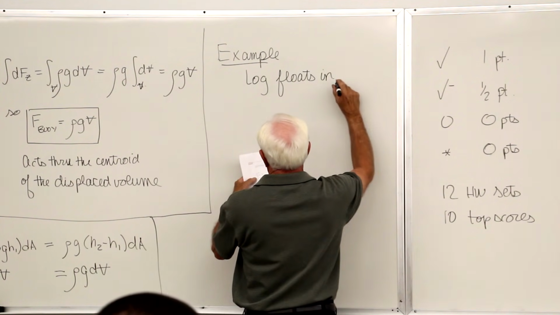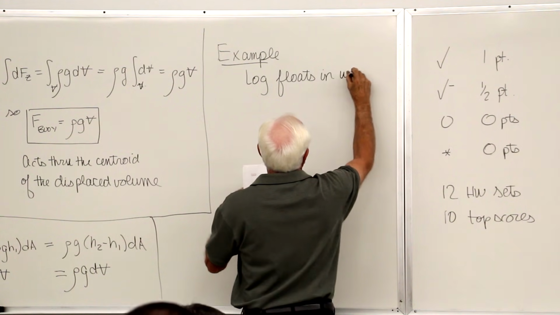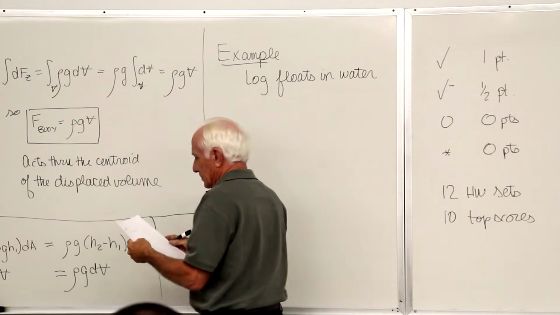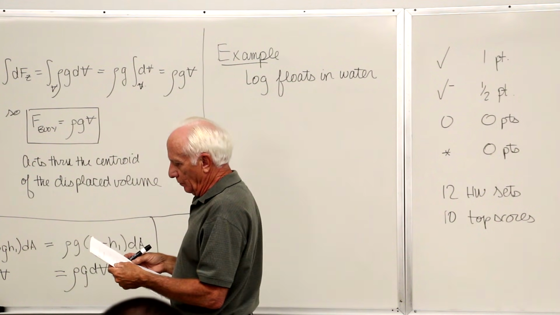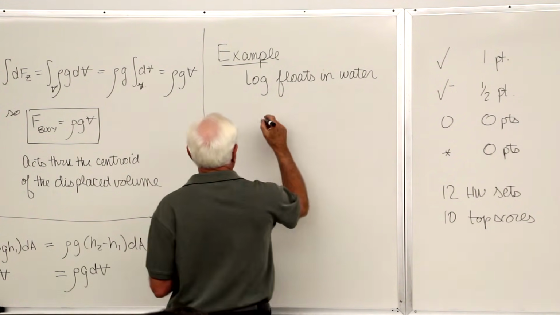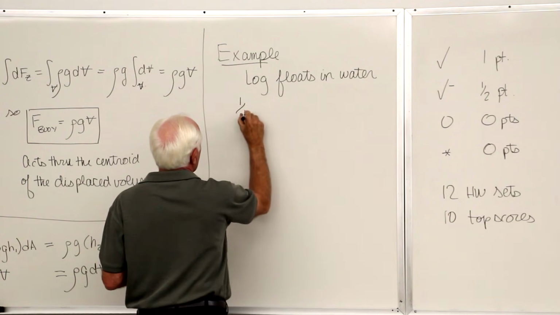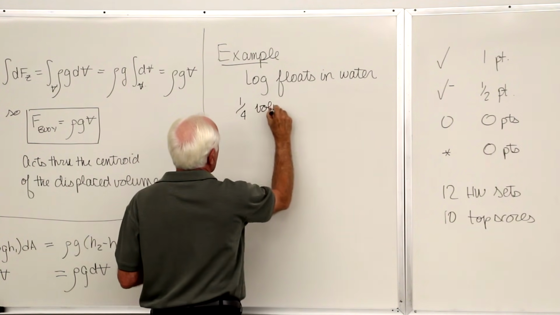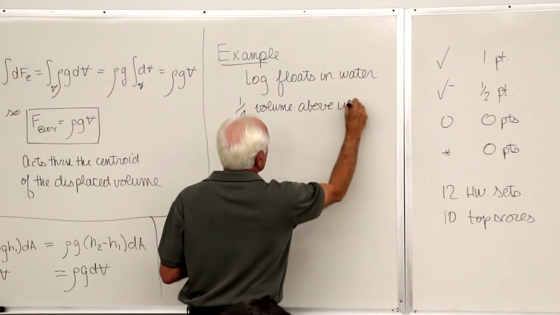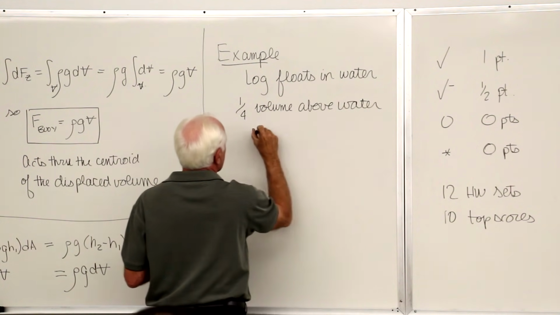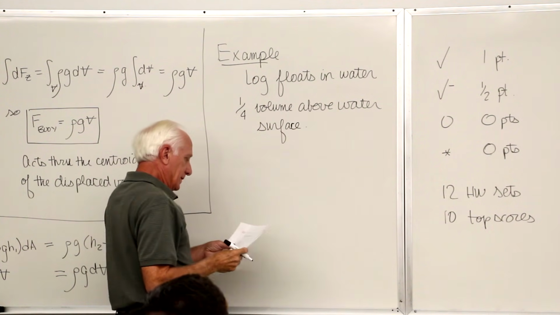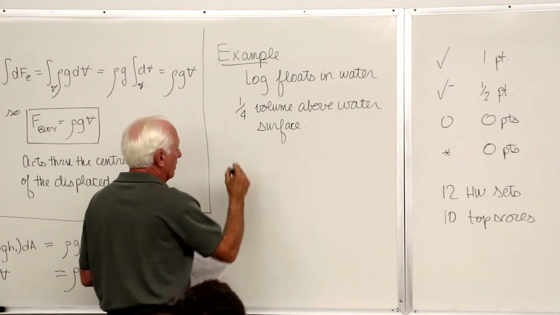A log floats in water. We're told that 1/4 of its volume is protruding above the water surface. What is the specific weight of the log?